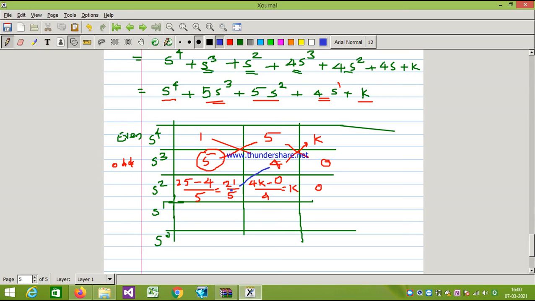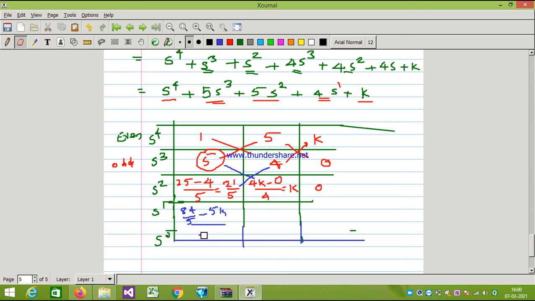21 into 5, 21 divided by 5 into 4, so it becomes 84 by 5. Minus, I'm just shifting this column because we require some more space. So minus 5 into k, that is 5k divided by 21 divided by 5. Now for this k into 0, 4 into 0, so it becomes 0, right?